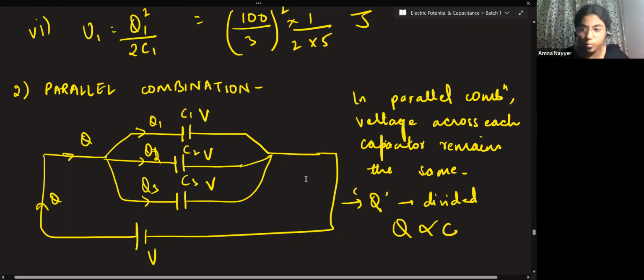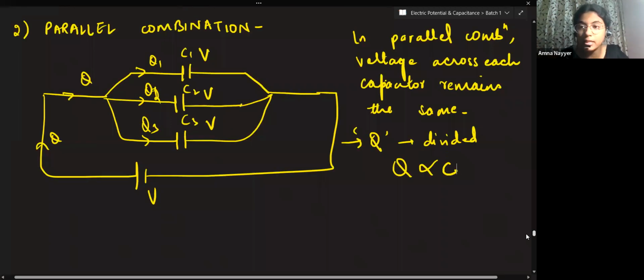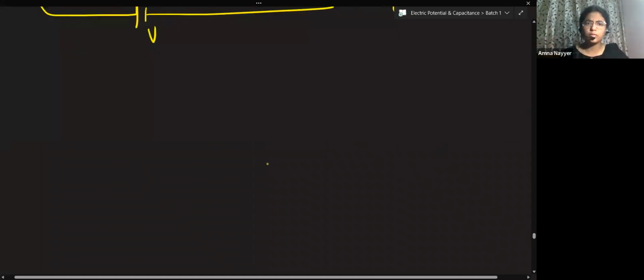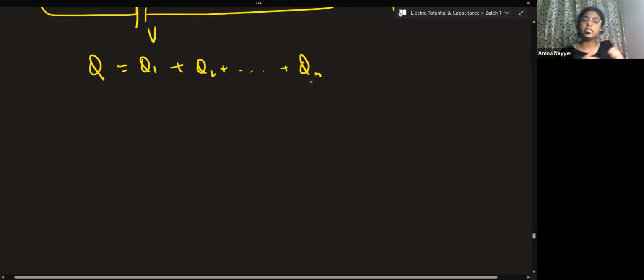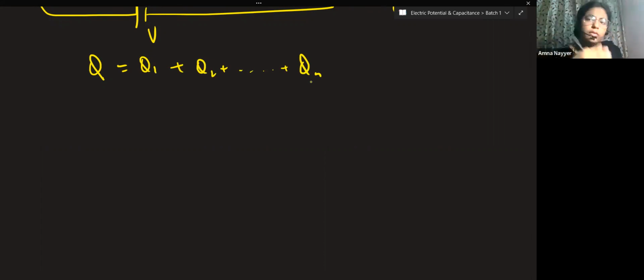Now the formula of it. See, in this case, what is remaining the same? The potential is remaining the same. So what will be the net charge of the system? The net charge of the system, Q, that is being released, will be the addition of all the charges. Means if I have Q1, Q2 up till Qn. This charge only got divided among all of them. So if I add all of them together, I'll get my charge back.